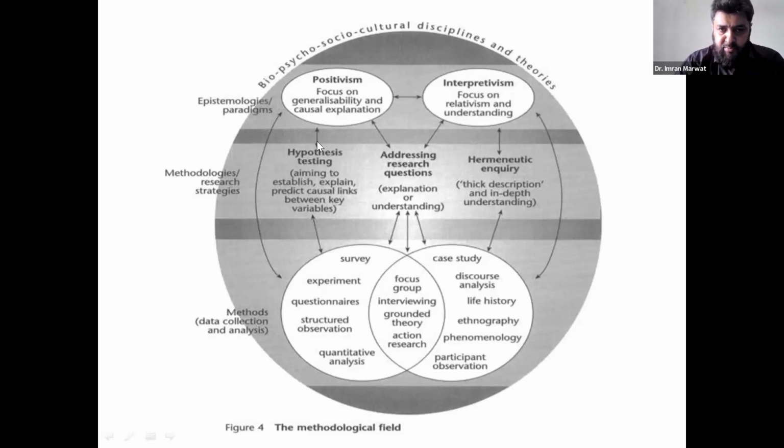What we do in positivism is test a hypothesis. We test that, yes, bottle feeding leads to increased diarrhea in infants. This is one of the hypotheses, and I can only find this relationship by doing quantitative research studies: how many children are breastfed, how many children are bottle fed, and what the results are later on. So we are just testing a hypothesis. We aim to establish, explain, and predict causal links between key variables.